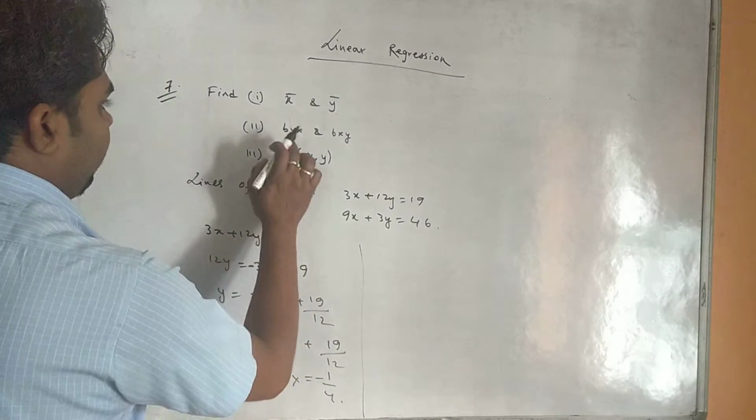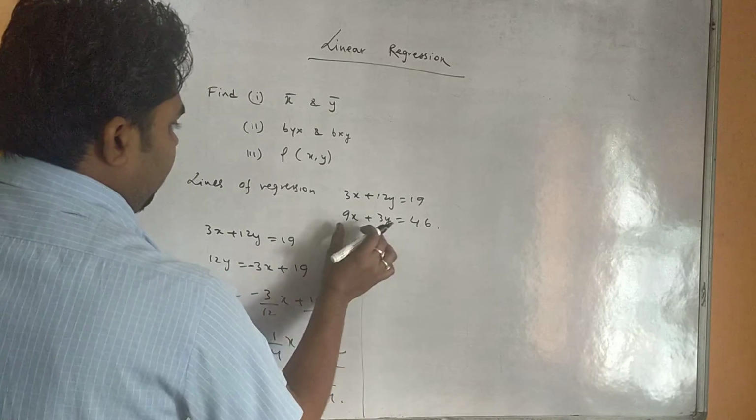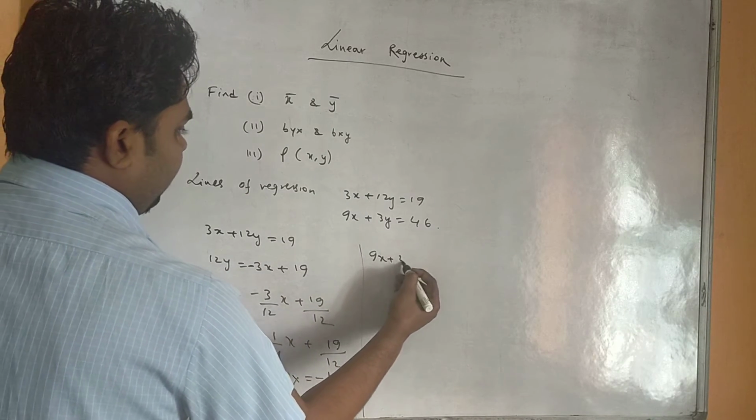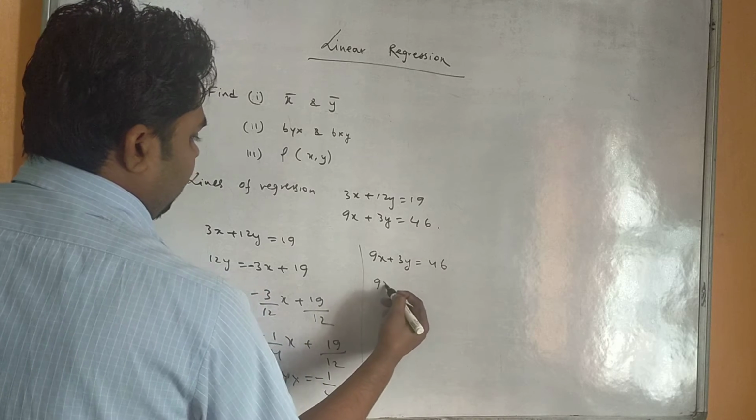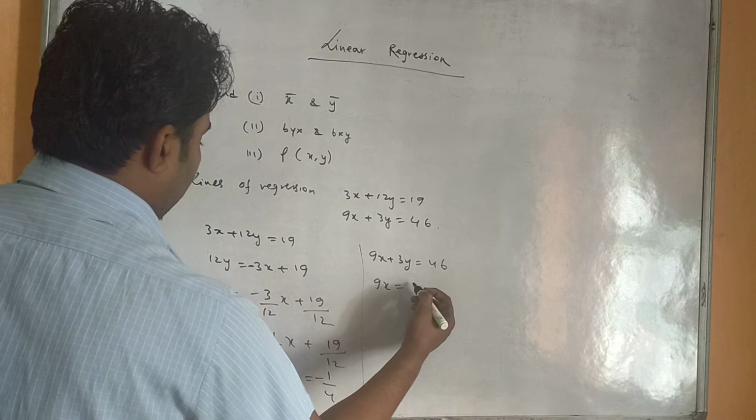Okay. Next we will find bxy. For bxy, here the coefficient of x is greater than that of y. So we will keep 9x here and this one we will take to the other side.